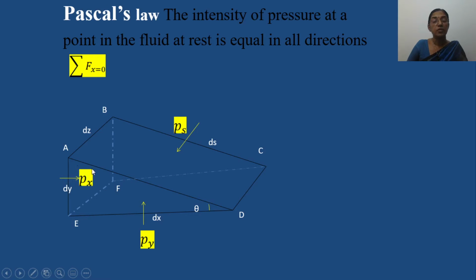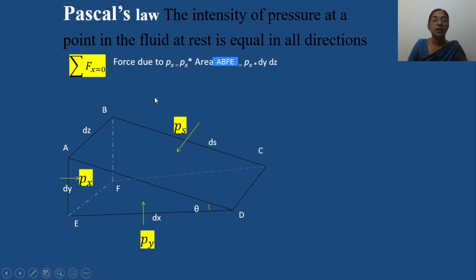So the pressure force due to Px can be calculated as Px multiplied with this area, that is ABEF. That means force due to Px equals Px into area ABEF. So area ABEF means it is dz into dy. So it is acting in this direction. Another force which is acting in the horizontal direction is the horizontal component of force due to Ps, that is acting opposite to the direction of Px.